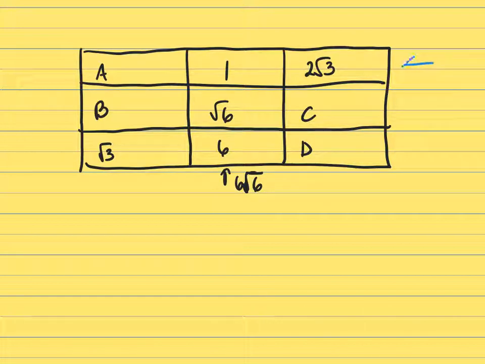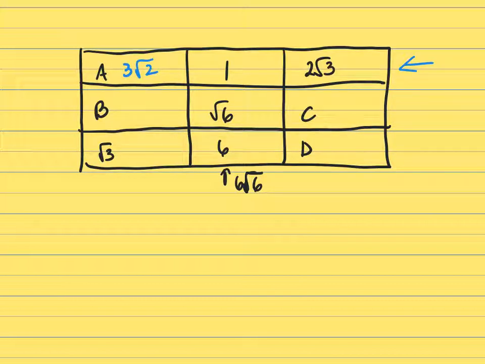So if you look at this row, what do I need to multiply 2 square root 3 by? Because it's being multiplied by 1 to give me 6 square root 6. Well, that's got to give me a 3 square root 2, because that was going to give you a 6 square root 6. So that's done. All right, now what?